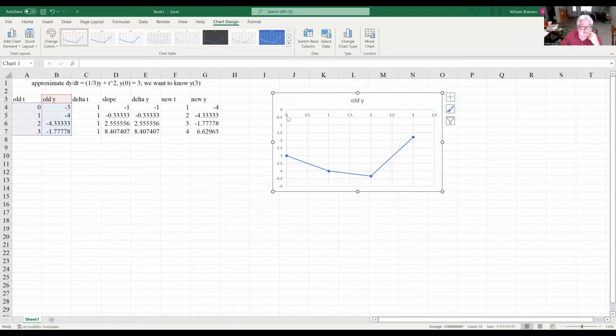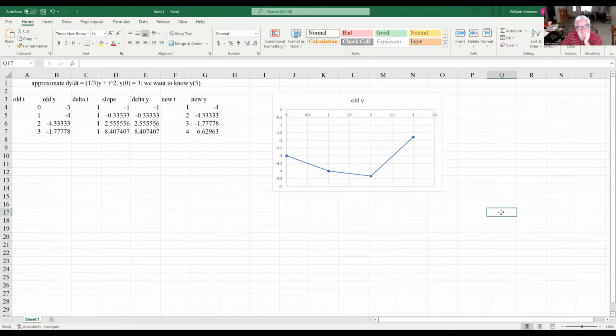So when t is 0, y is minus 3. When t is 1, y is minus 4. When t is 2, y is 2. When t is 3, y is minus 1.778. So that gives us our graph. This is the same graph that we had with GeoGebra.